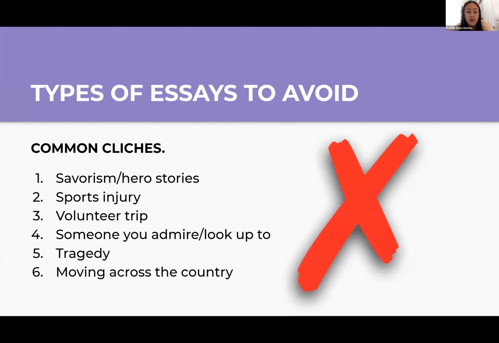So just really quickly to summarize, there's a lot of saviorism hero stories. It comes a lot from volunteer experiences or extracurriculars, or organizations students start to address a social issue, and so forth. Sports injuries are also a very common topic, as well as volunteer or mission trips abroad. Number 4 is writing about someone you admire and look up to. Number 5 is tragedy. That's usually something like a death or a divorce within the family or even a close friend, and so forth. And then number 6 is moving across the country. So, next slide.